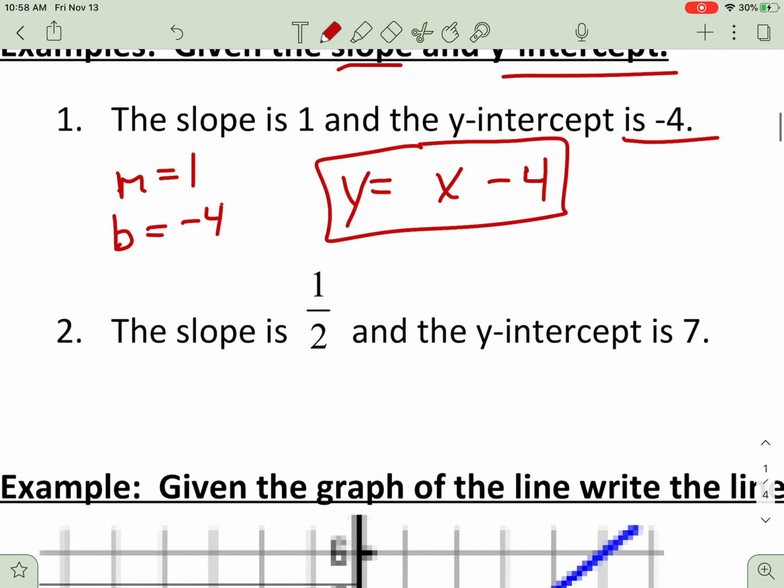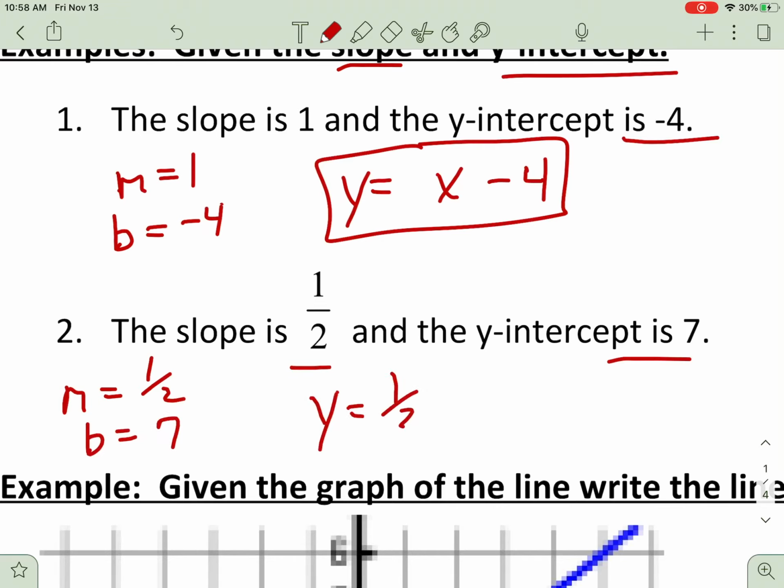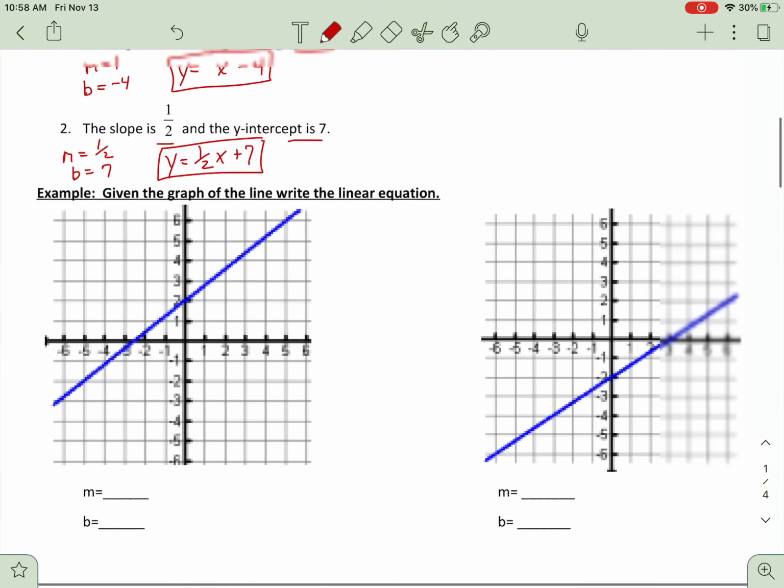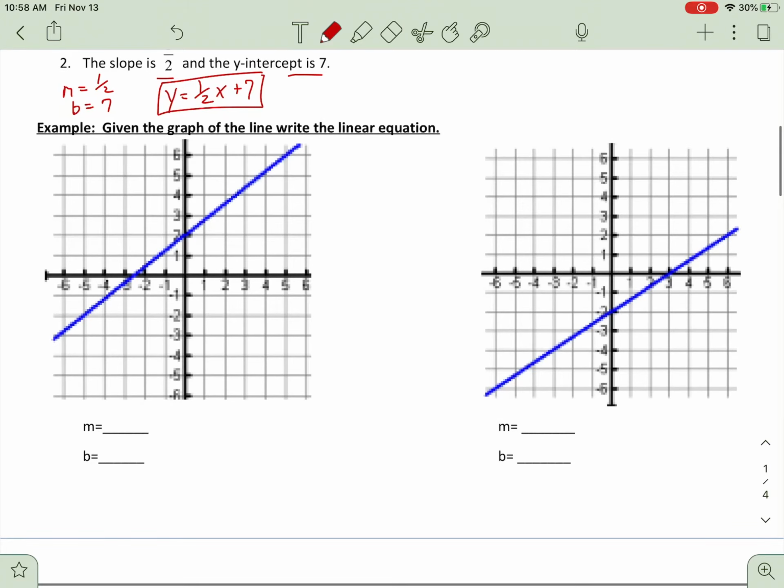Okay, for number 2, again, slope is 1/2, y-intercept is 7, so it makes it pretty simple. m is 1/2, b is 7. So y equals 1/2x plus 7. Perfect, done.